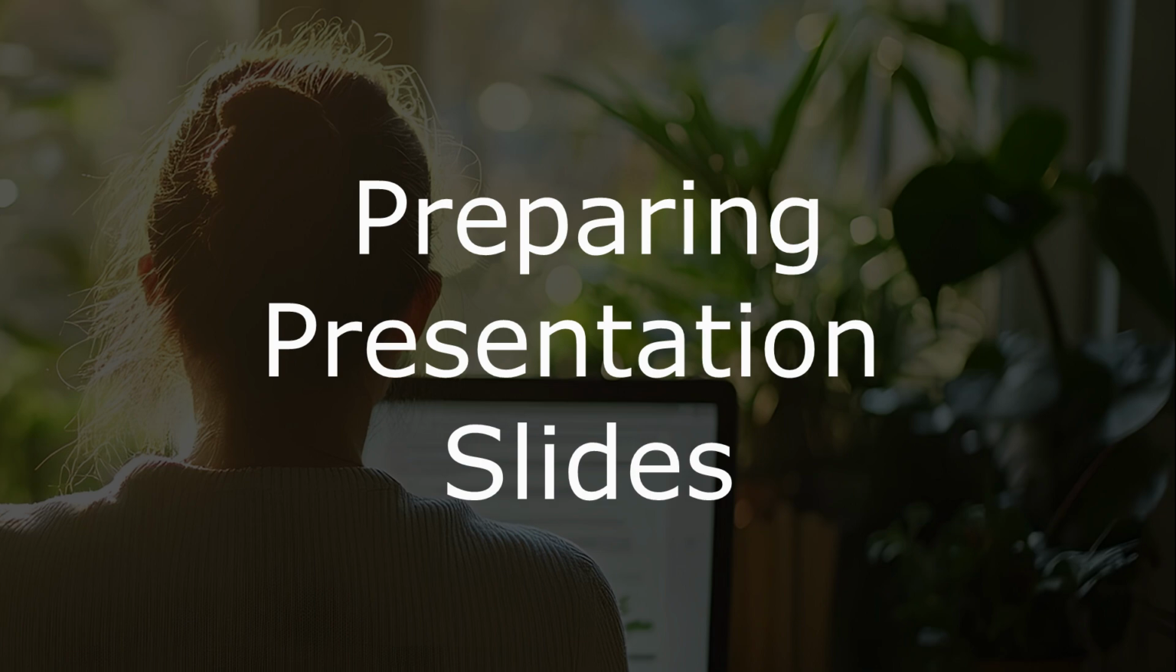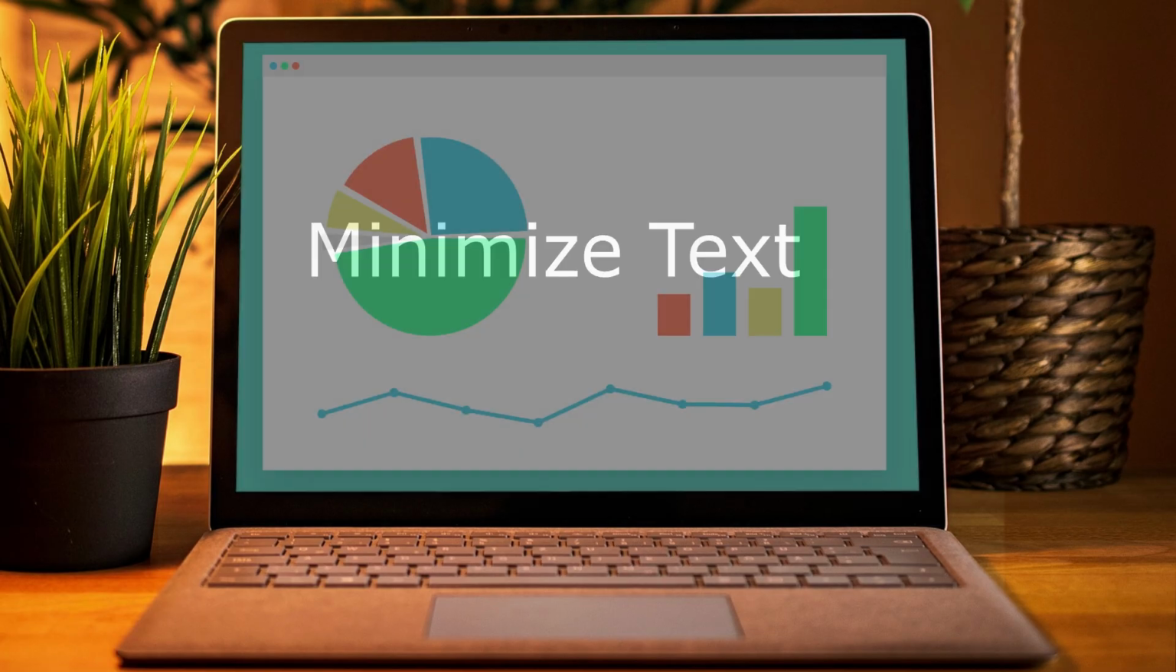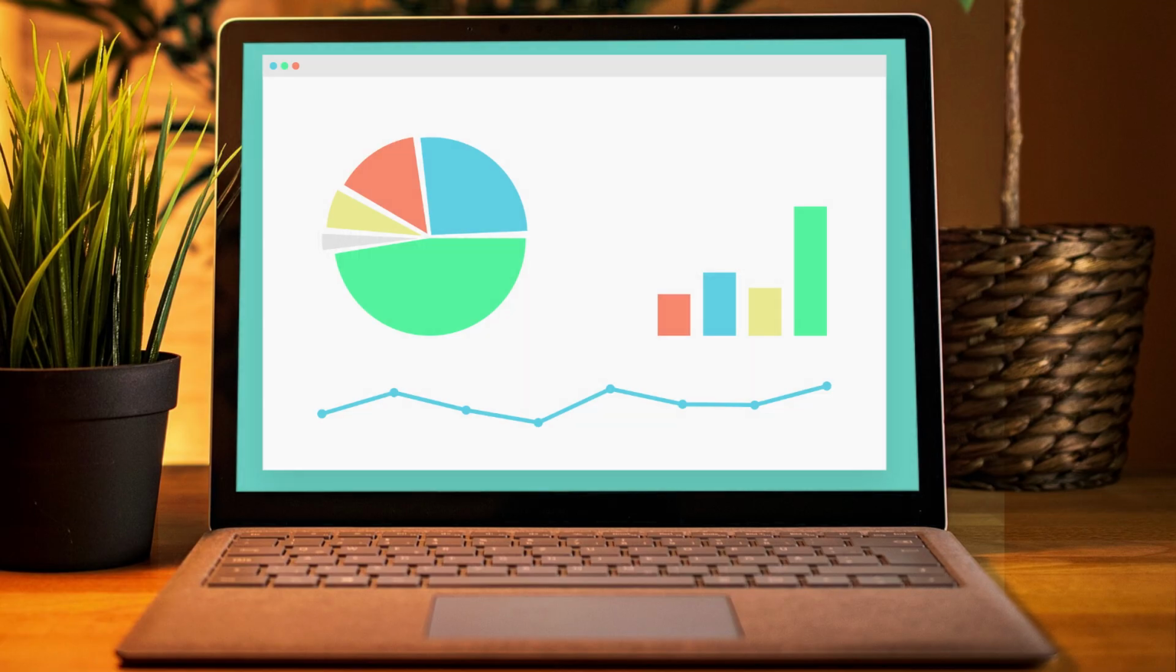Presentation slides are important. Follow a few best practices as you prepare them. Minimize text. You don't want your audience to start reading and stop listening. Use bullet points and visuals instead of full sentences. Include as many pictures, graphs, tables, and charts as possible.